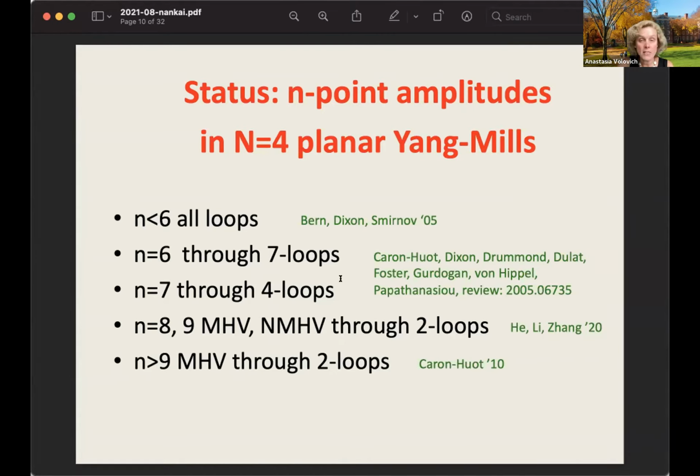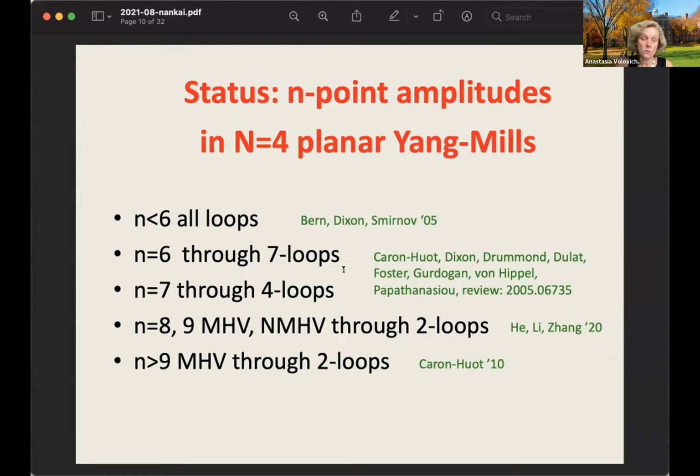And so most of these computations were done by Lance Dixon and his collaborators. And the best review of the state of the art is this arXiv number that I've written here. There are various combinations of Lance Dixon's collaborators that worked on this over the years. So the 7 points are known through 4 loops. So these are very, very non-trivial computations.